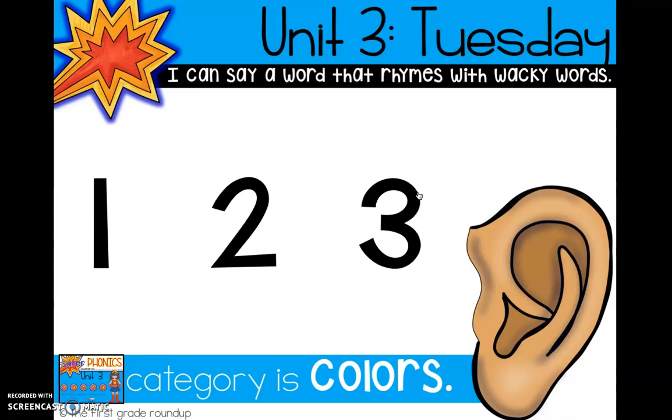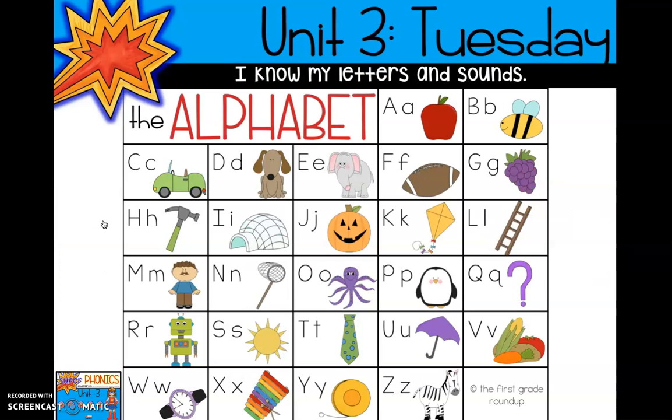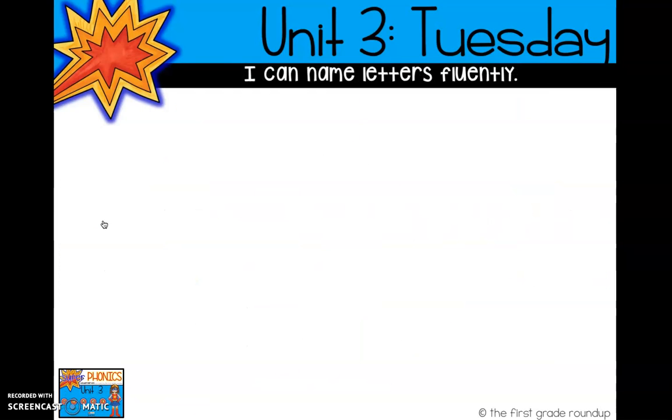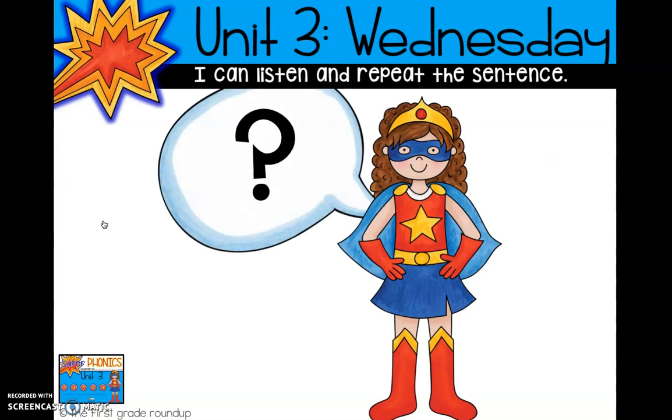This is, I can say a word that rhymes with a wacky word, okay? So the category is colors. So I'll tell them that first. Category is colors. Whoopsie. It's not blue, it's blue, and they'll call out what it is. Okay, this is a substitution, which we already practiced. We went over that. Letter naming fluency again, and then handwriting again, and then here we are on Wednesday.